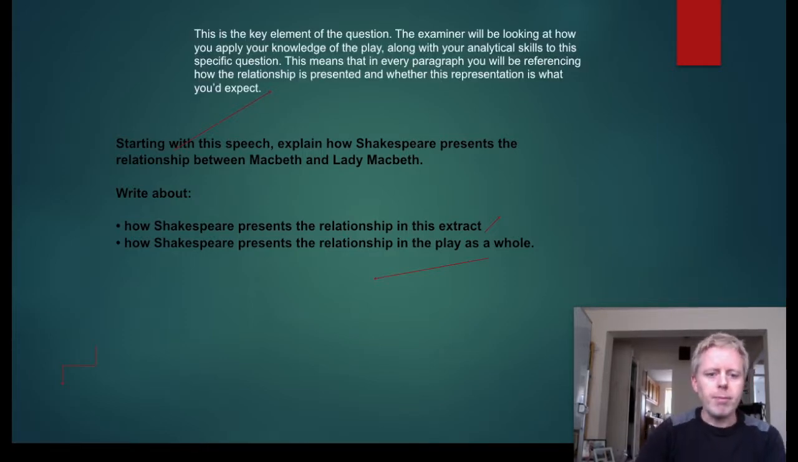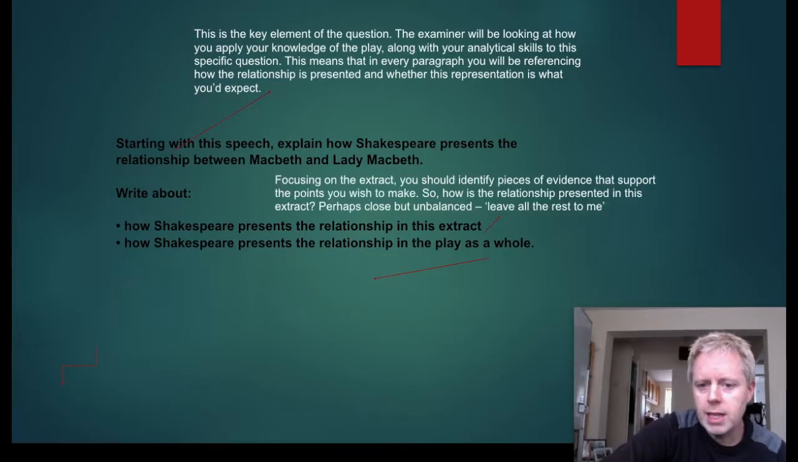Okay, so this is the key element of the question, so the relationship. The examiner will be looking at how you apply your knowledge of the play along with your analytical skills to this specific question. Don't just retell the story. You need to be analytical. This means that in every paragraph you'll be referencing how the relationship is presented and whether this representation is what you'd expect. So that gender role reversal, that's a technique that Shakespeare employs to convey the nature of the relationship between husband and wife.